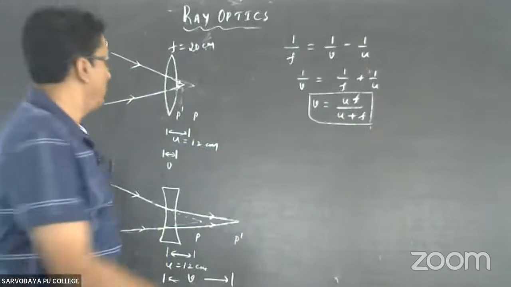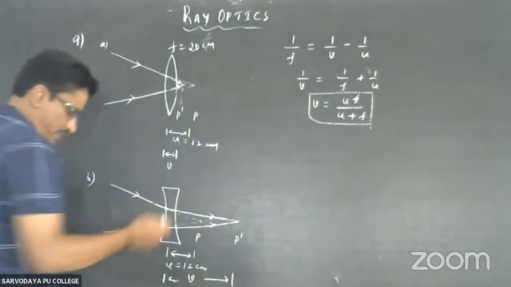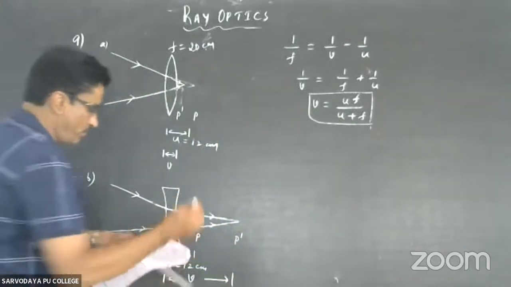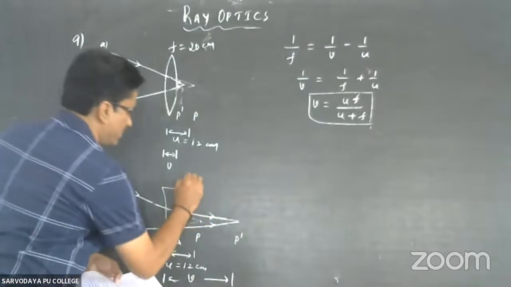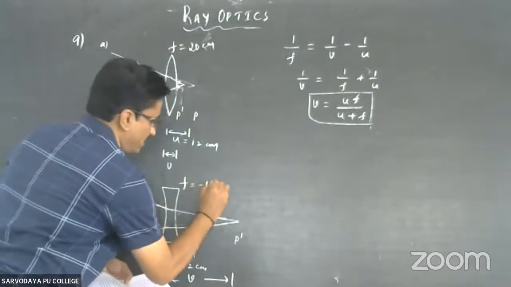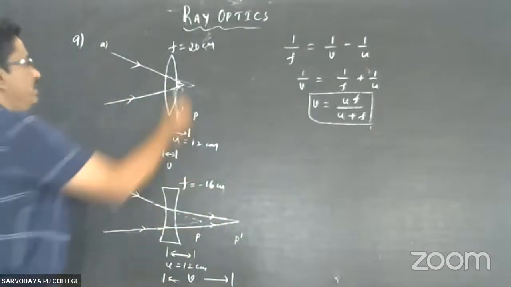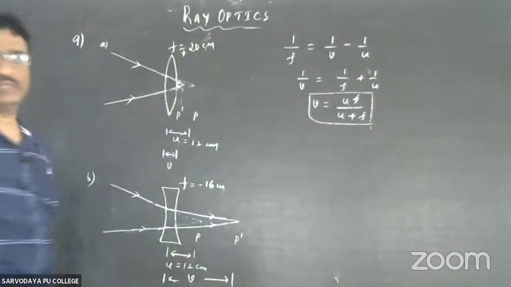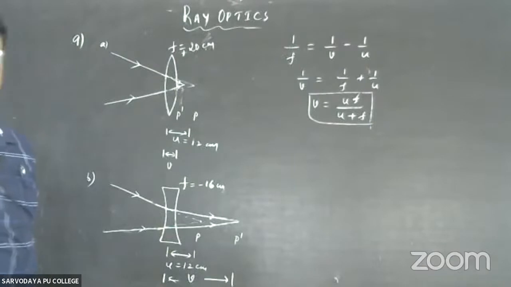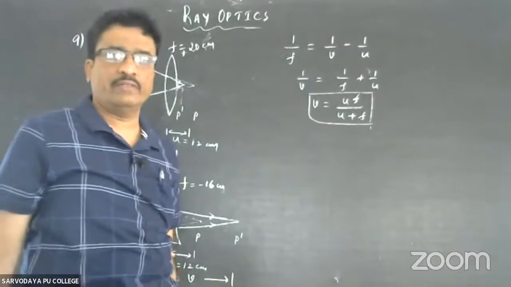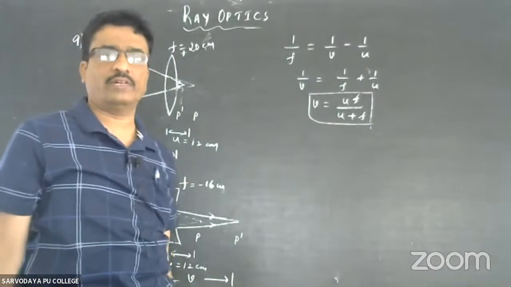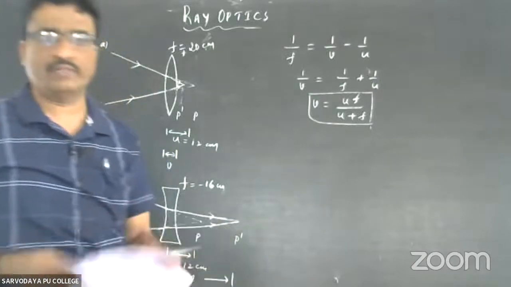Otherwise, write this and write the simplified formula. Now let us consider the first case. In the second case, the focal length is minus 16, minus because it is a diverging lens. Here it is plus 20, a converging lens. You have to consider the Cartesian sign convention every time. Don't forget to consider the sign convention.